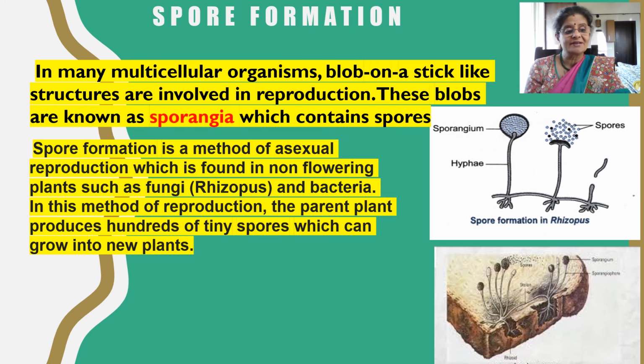On the other hand, the tiny blob-on-a-stick structures are involved in reproduction. These blobs are known as sporangia, which contain spores. These spores are protected inside a thick wall, and when a favorable condition like a moist and dark place comes, the spores are thrown out and they develop into the hyphae of the Rhizopus.